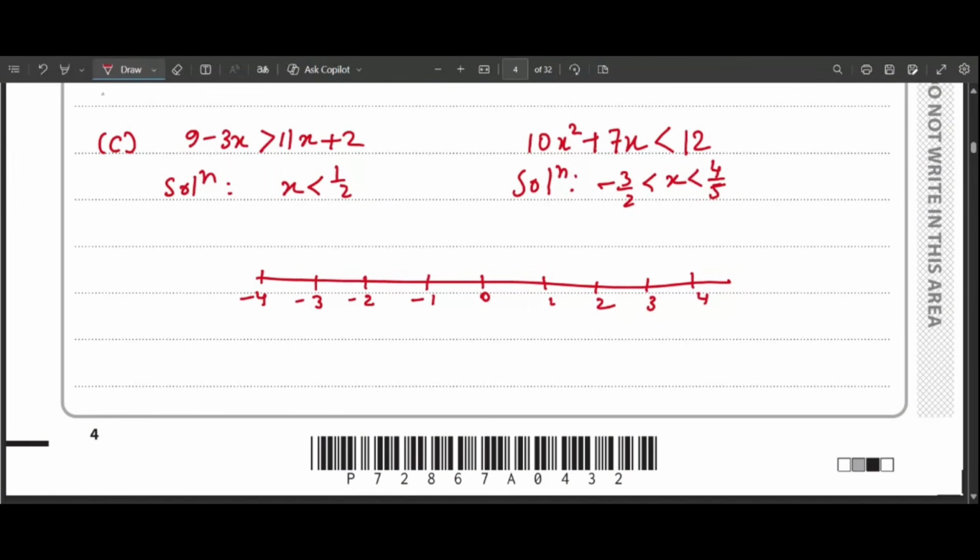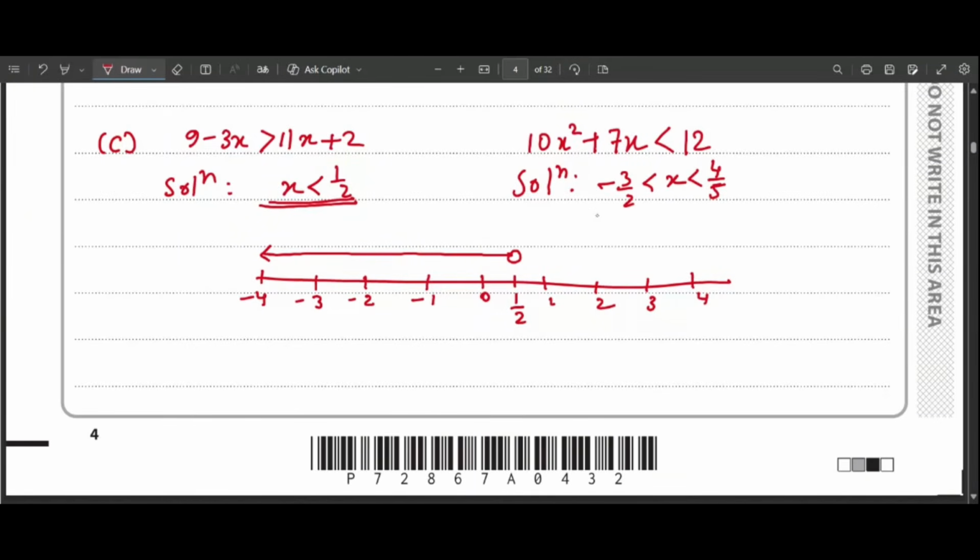Now, I will plot the range on our number line. So for our first set of values of x, x is less than half. So our value half lies in this place. So I can say that our range x is less than half is this.